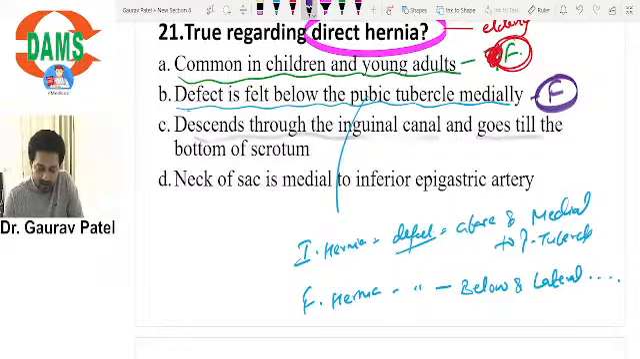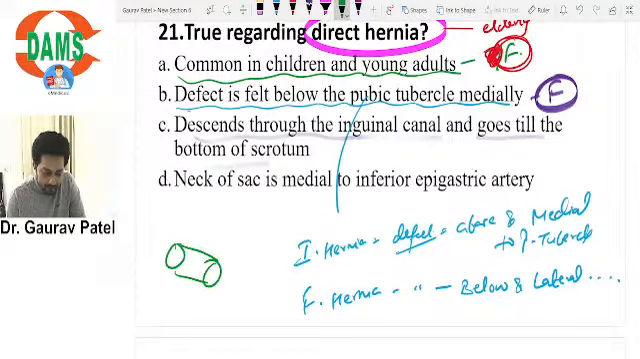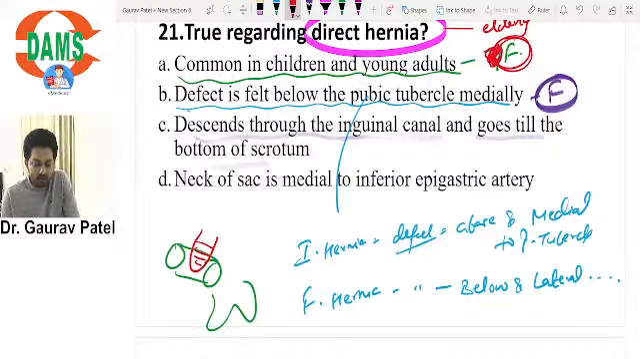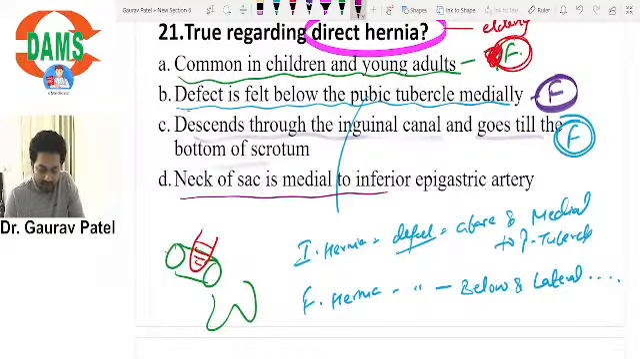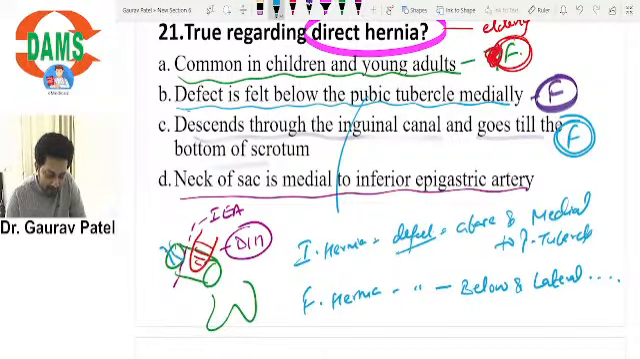Descends through the inguinal canal and goes till the bottom of the scrotum. It comes directly into the inguinal canal, like this. This is the sac. So it is not descending through the inguinal canal. It does not come from this side. And it rarely goes up to the bottom of the scrotum. So this is also false. Neck of the sac is medial to the inferior epigastric artery. See, this is the inferior epigastric artery. So this is the direct inguinal hernia sac. Indirect hernia sac comes like this. So that is indirect inguinal hernia. So option D is correct.